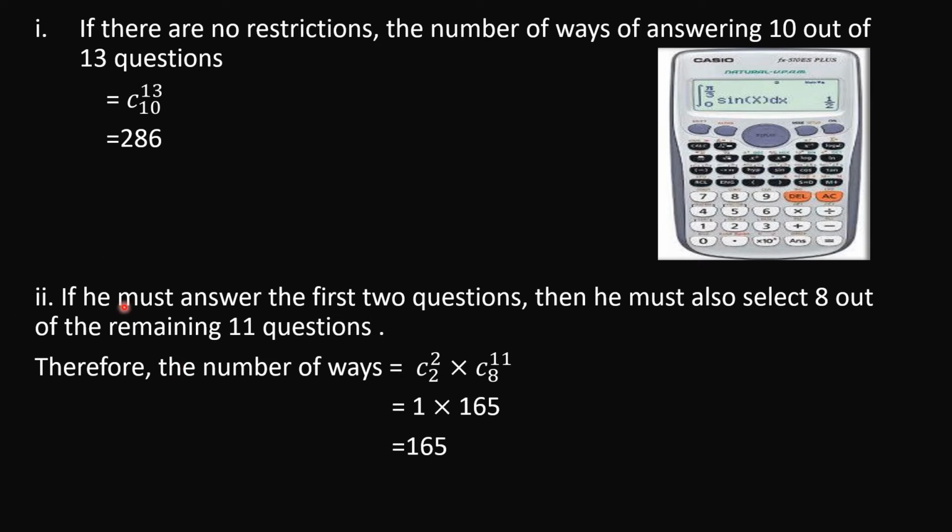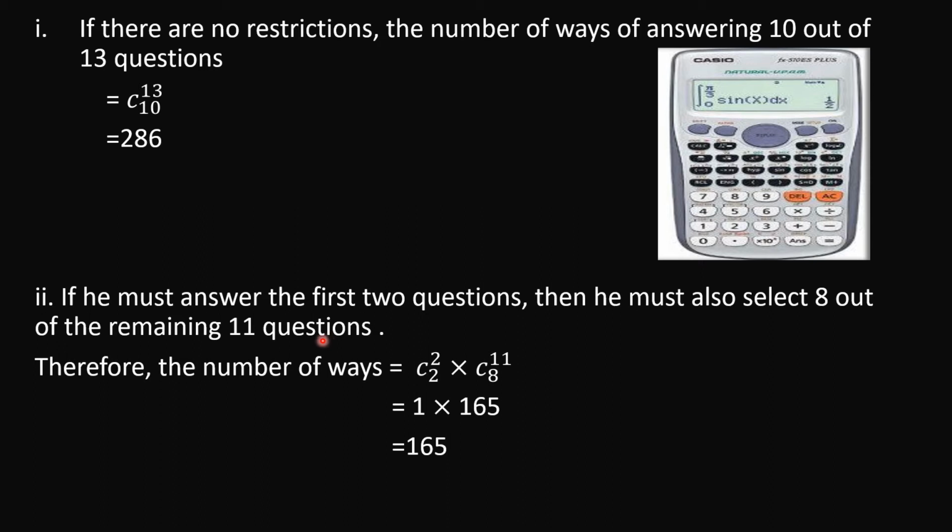Let's continue. If we must answer the first two questions, then we must also select what? 8 out of what? The remaining 11 questions. Now, 2 questions are already compulsory. It means that we have what? 8 questions that we have to select together to make what? 10 questions. And those 8 questions are going to come out of those 11 questions, which are not compulsory. That is what it means.